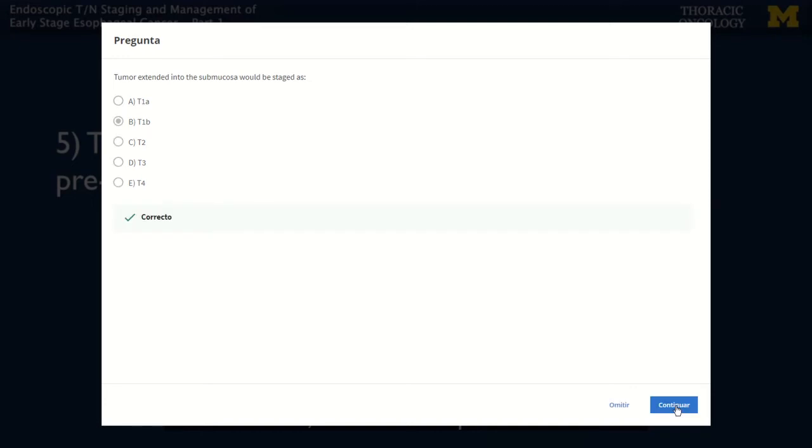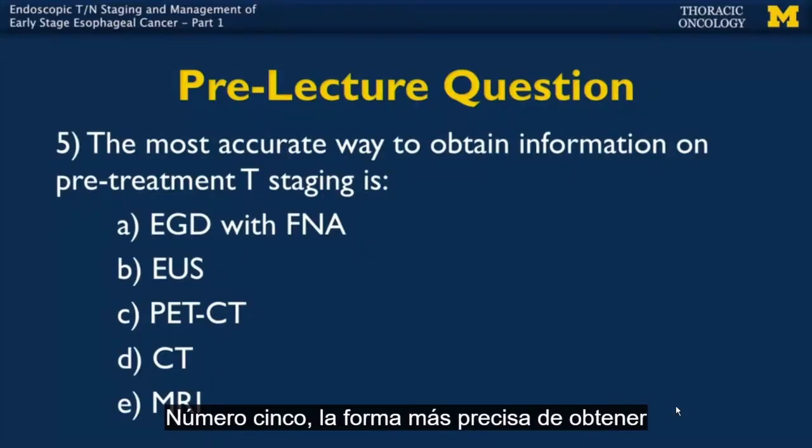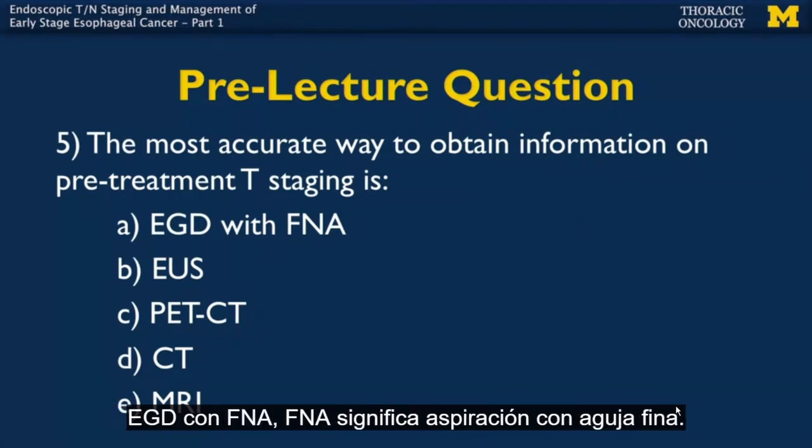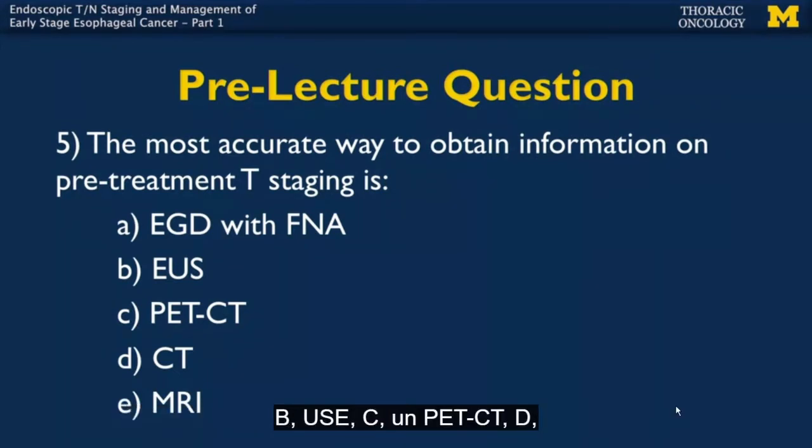Number 5, the most accurate way to obtain information on pre-treatment T-staging is A, EGD with FNA. FNA stands for fine needle aspiration. B, EUS. C, a PET CT. D, a regular CT. Or E, MRI.